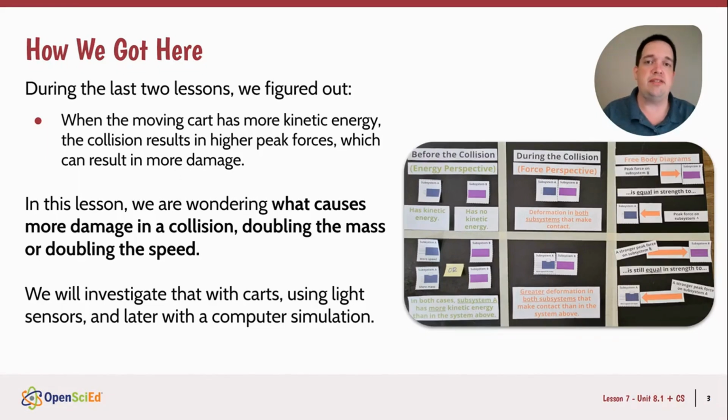In lesson 5, you developed a pretty complex model with your students about when the moving cart has more energy, the contact forces are greater, which results in more damage. And you also figured out that both mass and speed seem to affect the amount of energy, the kinetic energy. And so in lesson 6, towards the end of it, students start wondering what causes more damage in a collision, doubling the mass or doubling the speed. So in this lesson, we're going to investigate that with a hands-on investigation first, and then we're going to do a computer simulation to gather more specific data.